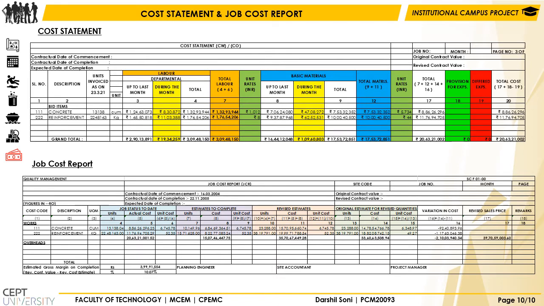The cost statement is prepared from the RAs and the bid items. The amount is taken as per the data obtained from the site. We have considered the activities of reinforcement and concreting for the preparation of the cost statement.